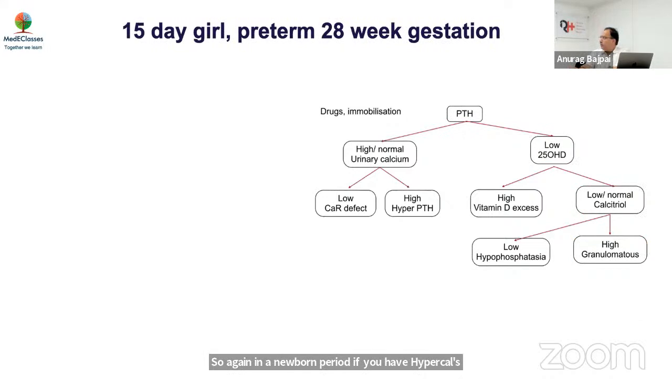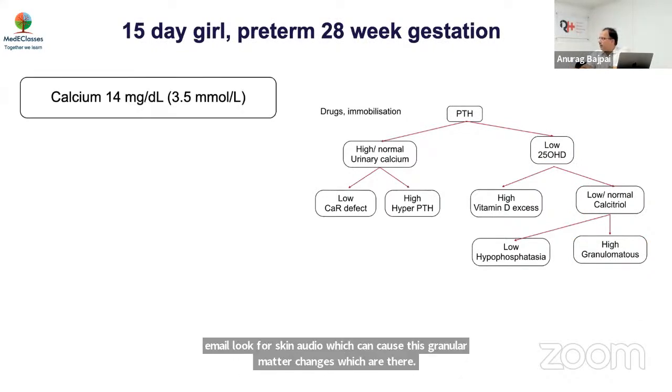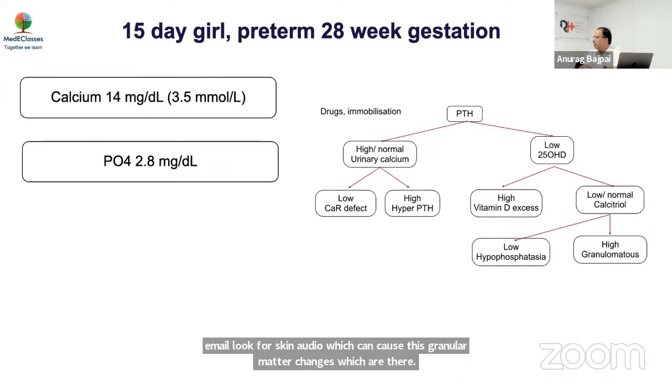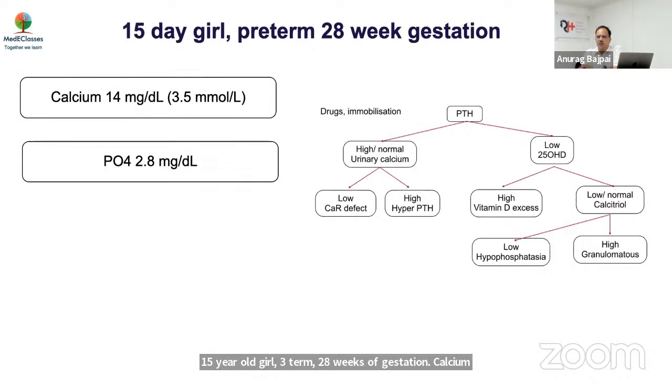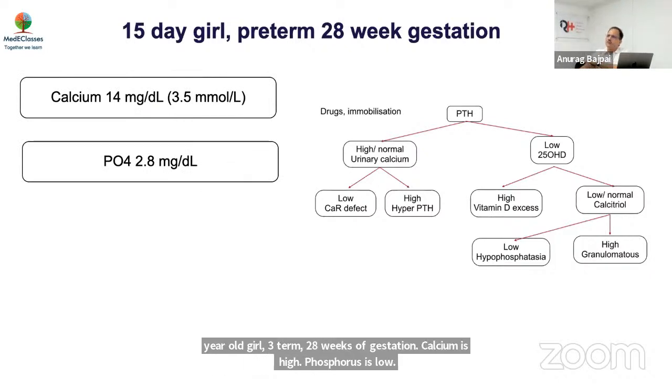which are there. 15-day-old girl, preterm, 28 weeks of gestation, calcium is high, phosphorus is low. Is it PTH dependent cause?